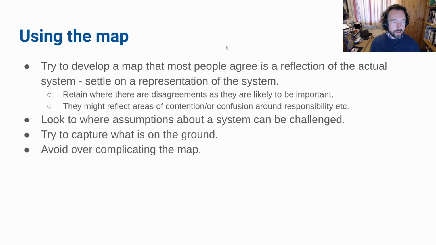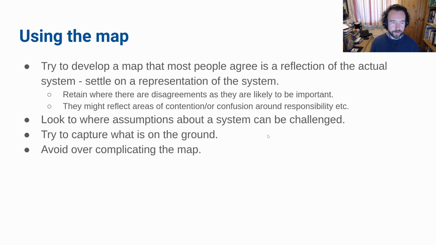So try and develop a map that most people agree is a reflection of the actual system. So you sort of settle on a representation of that system. But a caveat to that is retain where there are disagreements, because that's likely to be important. Where there are disagreements, that might reflect areas of contestation or confusion, perhaps around responsibility or jurisdiction, etc., or just an understanding of the system itself.